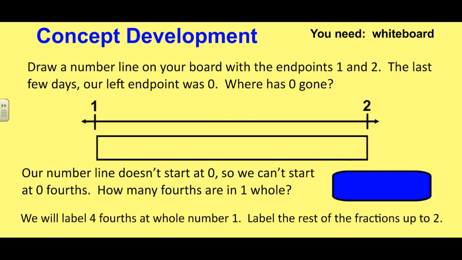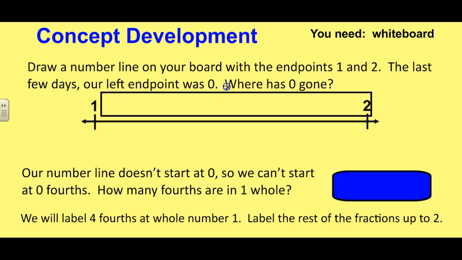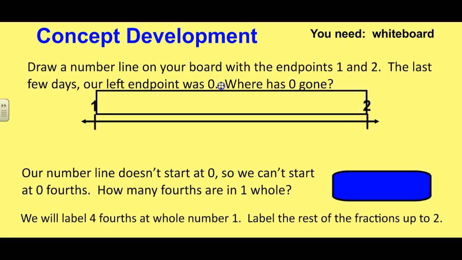So you need to take your rectangle, if you haven't already done that, and put it above your number line and make your rectangle have 4 equal sections. And whenever you're ready to move on from there, you may push play.